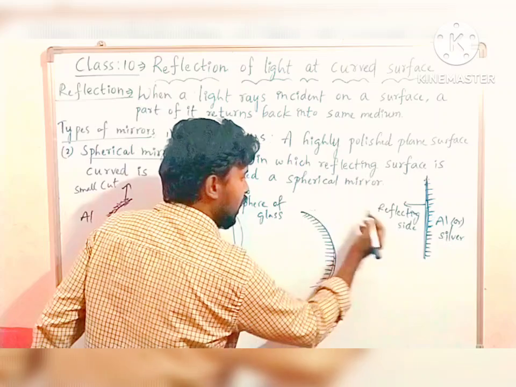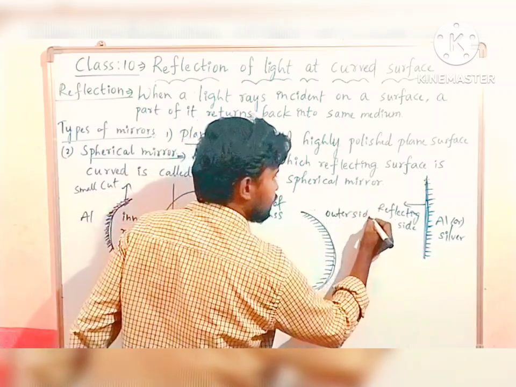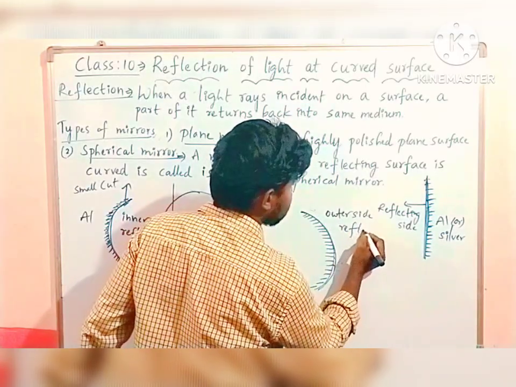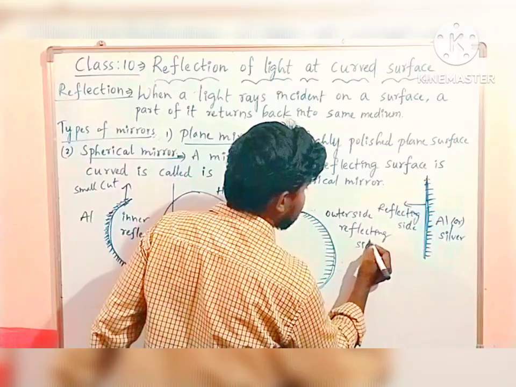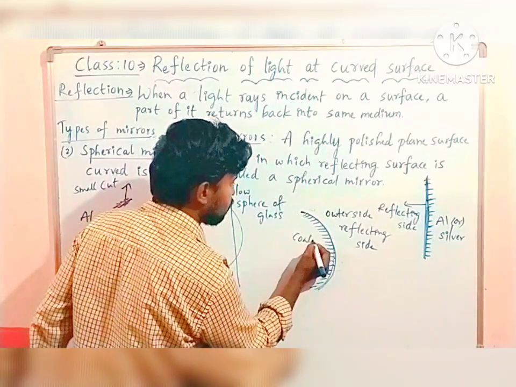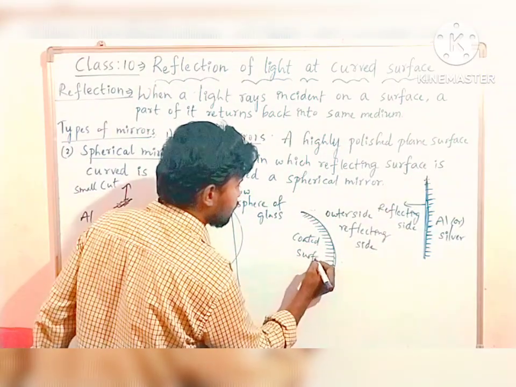This is called the outer side. The outer side is a reflecting surface. The inner side is a coated surface.